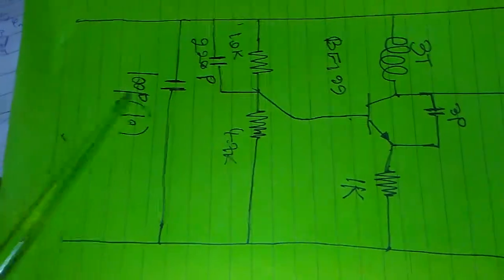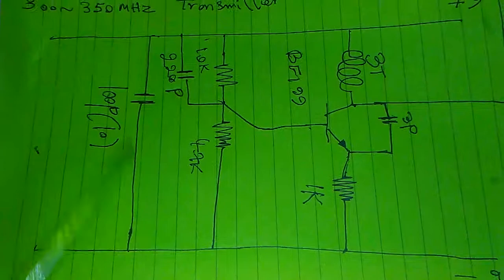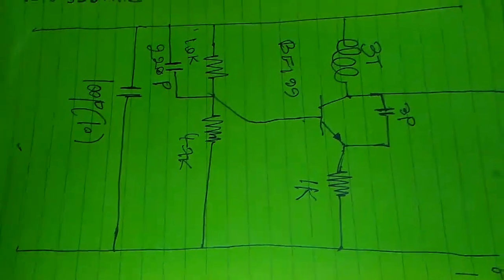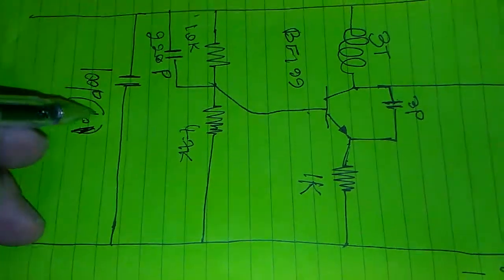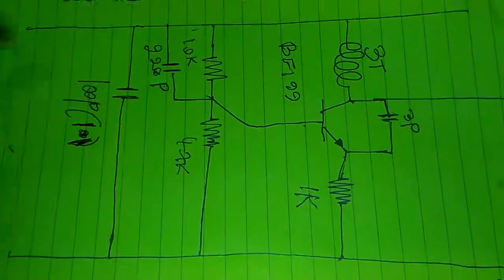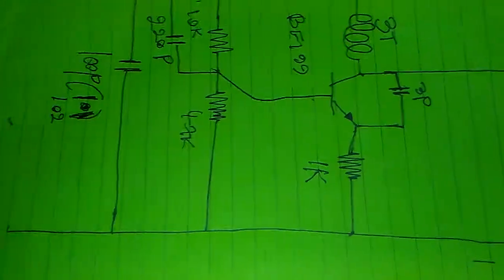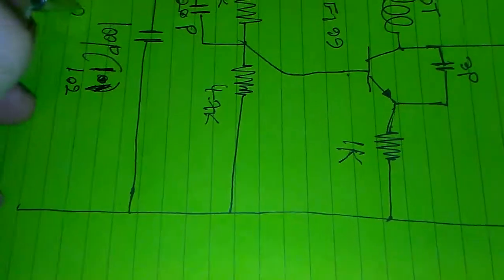And 100 picofarad as a total voltage stabilizer. The code is 101. You are also able to use 102. And this one is 1000 picofarad.